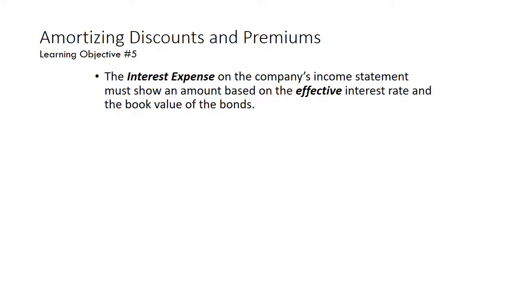Okay. Now, here's the other magic of the bonds. When we are calculating information at an interest payment date, there's a couple of key calculations. The first is we must calculate interest expense. Interest expense is calculated based on the effective interest rate and the book value of the bond. We'll show you that in a second.